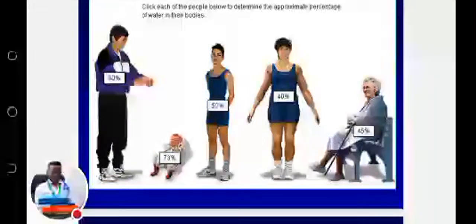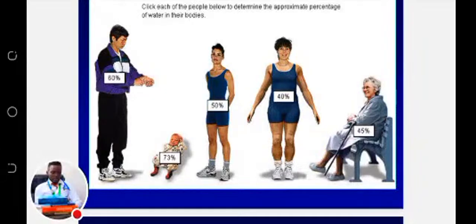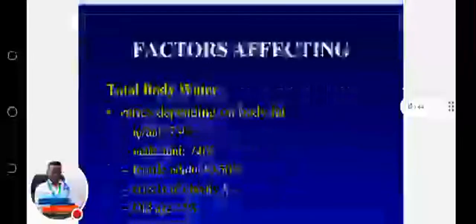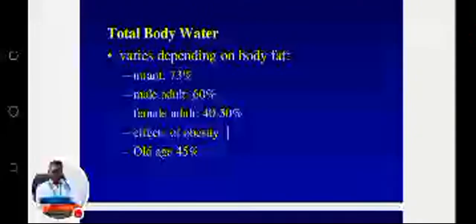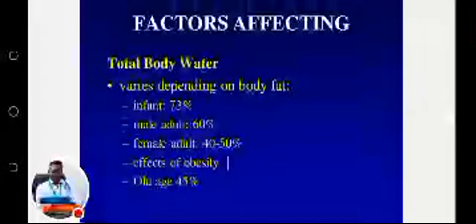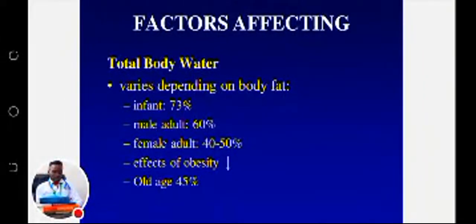So you need to understand that the body fluid decreases as a person increases in age. Okay, so that's how it goes. What are some of the factors affecting the total body water? They vary, depending on the body fats. This simply means that a person who has a huge amount of fats in them has a little amount of water in them.